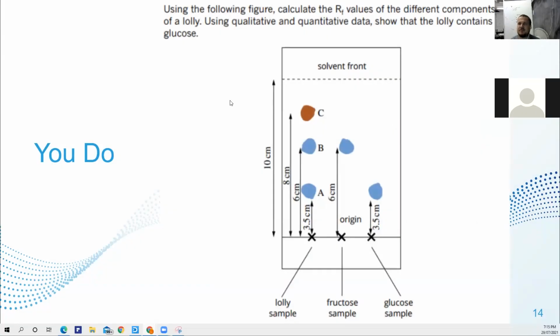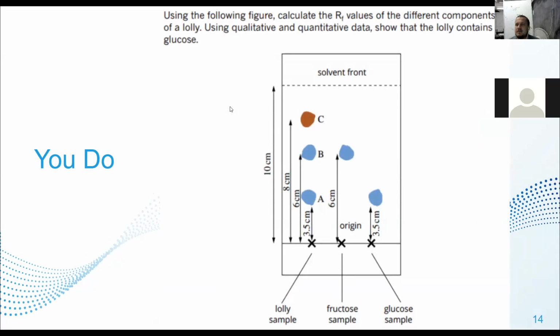So here we have a question. We have two samples. One is the lolly, the other is fructose, and the other is glucose. How do I know that the lolly sample contains glucose?